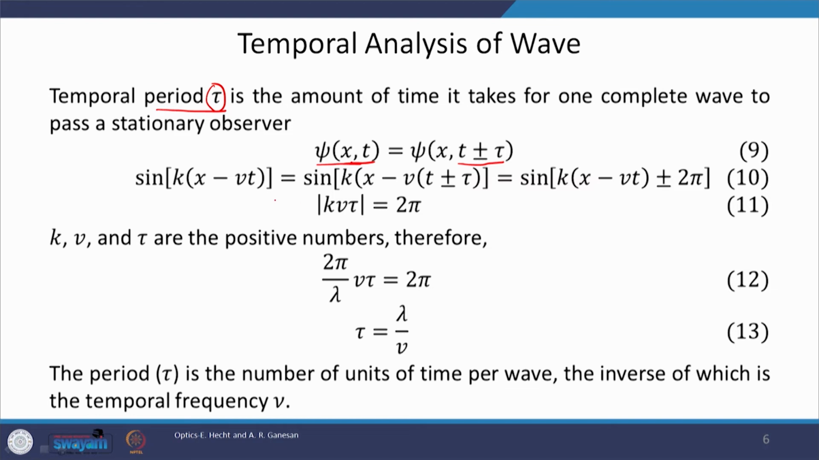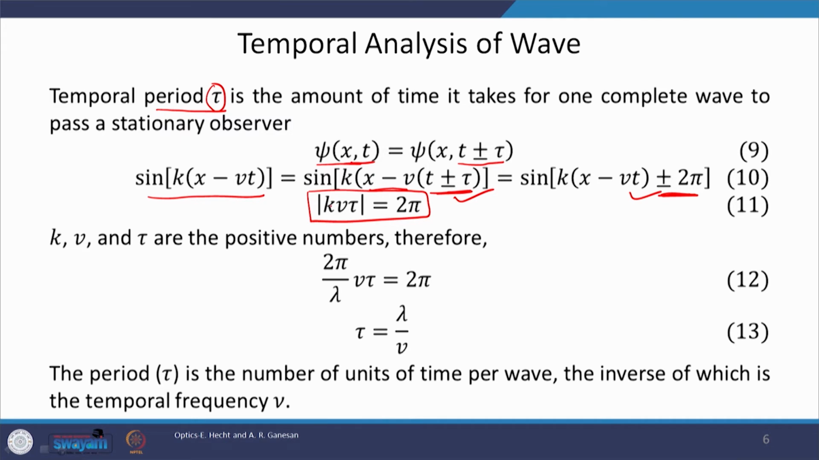Therefore, we will just apply the same analogy that we used in the spatial analysis. Sin(kx minus vt) would be equivalent to sin(kx minus v(t plus minus tau)), and since it is a sinusoidal function, this would be equivalent to adding plus minus 2 pi. Upon comparing these two arguments, we will get mod of k v tau is equal to 2 pi.